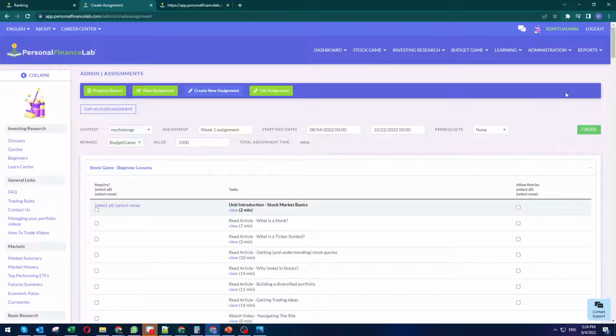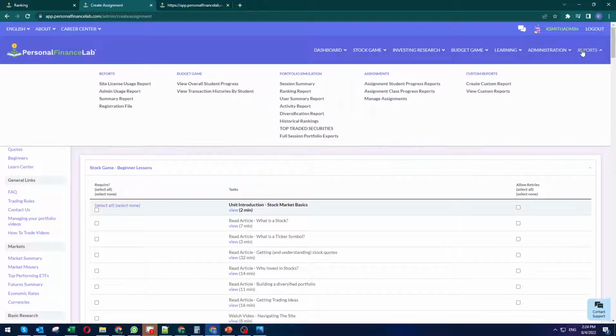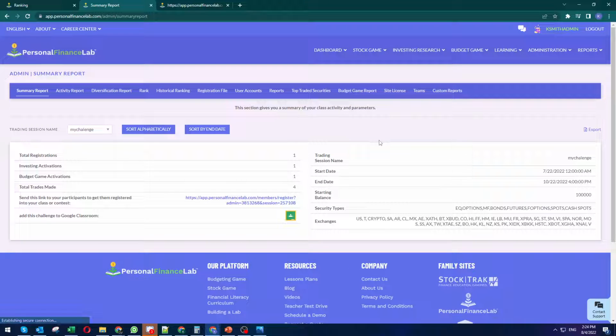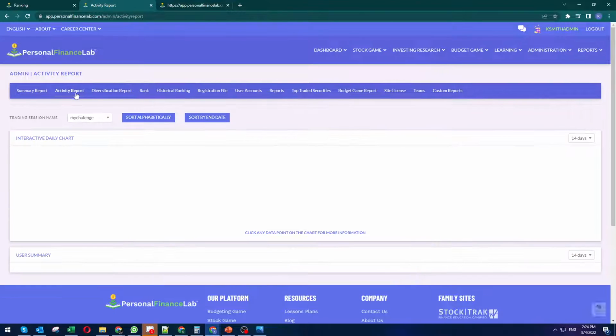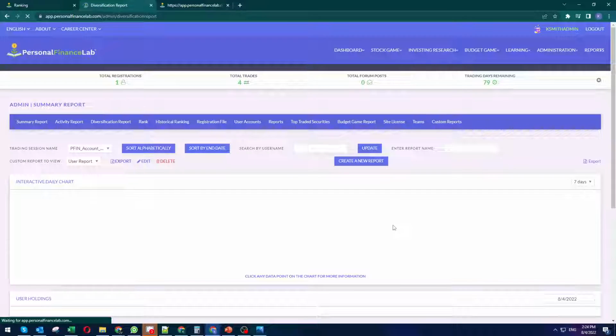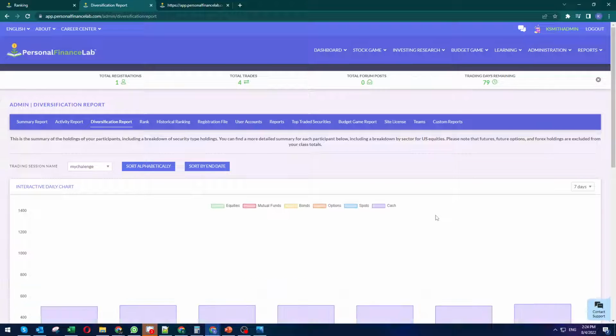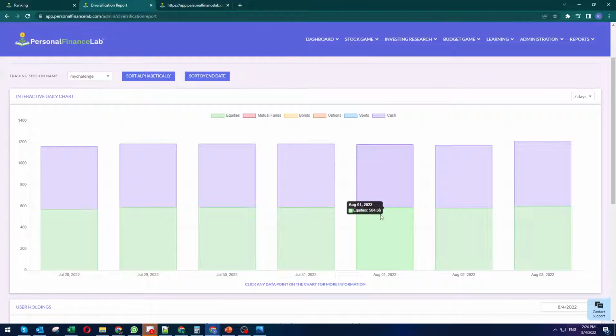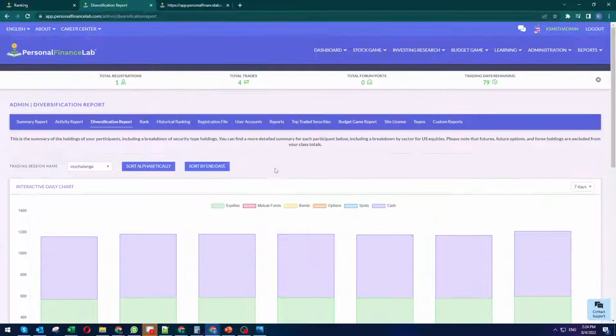The other parts for the administration side, let me go quickly through some of the reports you have available. So how many students do I register to my class would be the summary report. The activity report will show you how often you have students logging in and actually making activities in the stock game. The diversification report would be showing your class's breakdown of how are we investing in stocks and mutual funds, or are we just everybody's holding cash.